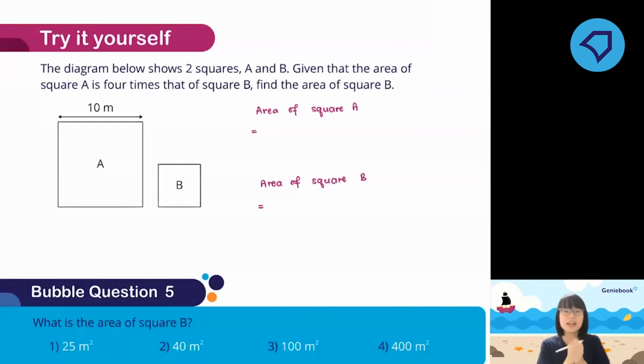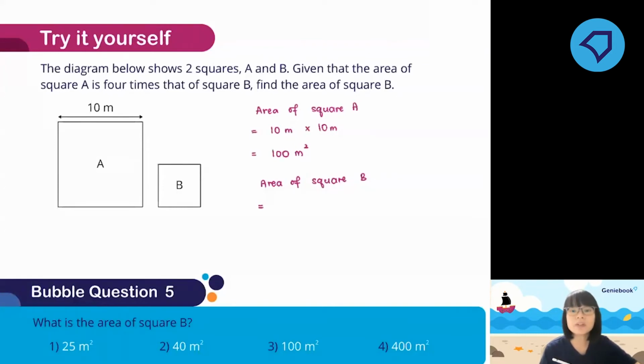Okay, so to find the area of square A, we need to take 10 meters multiplied by 10 meters, because it's length times length, which is equal to 100 meters squared.